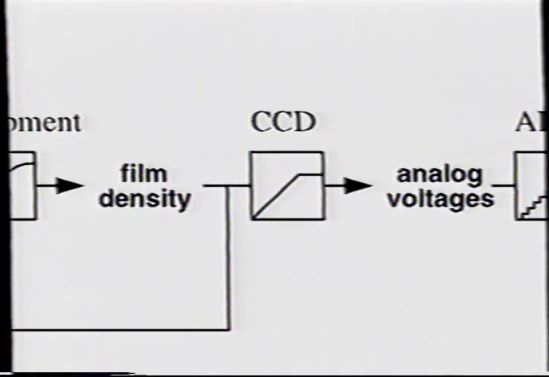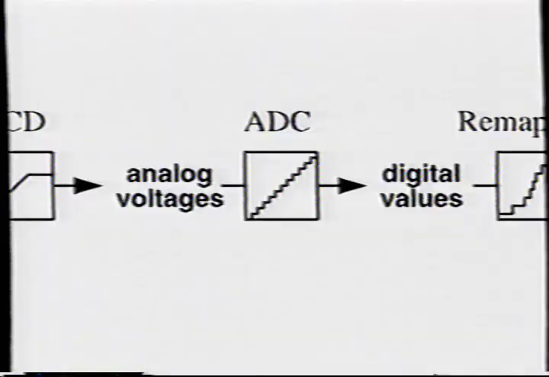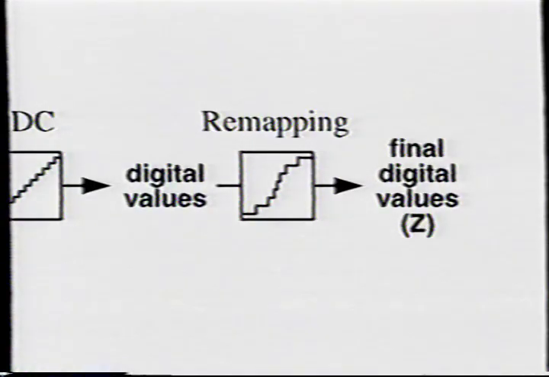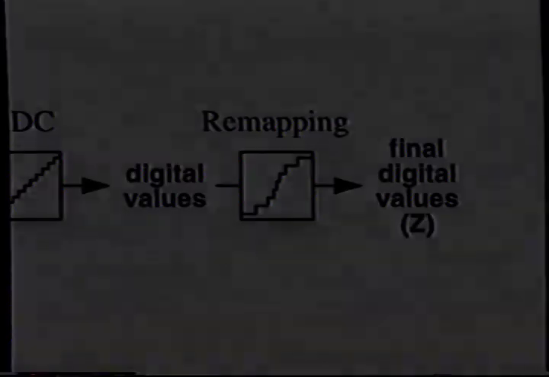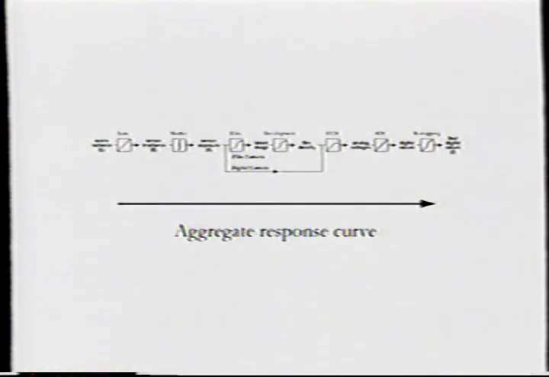Although CCD arrays respond linearly to light, a nonlinearity appears when the CCD element saturates. The CCD voltages are digitized and then digitally remapped to produce the final digital pixel values. Turning pixel values back into measures of scene radiance requires two things. First, it requires knowing the aggregate response curve of the imaging process.